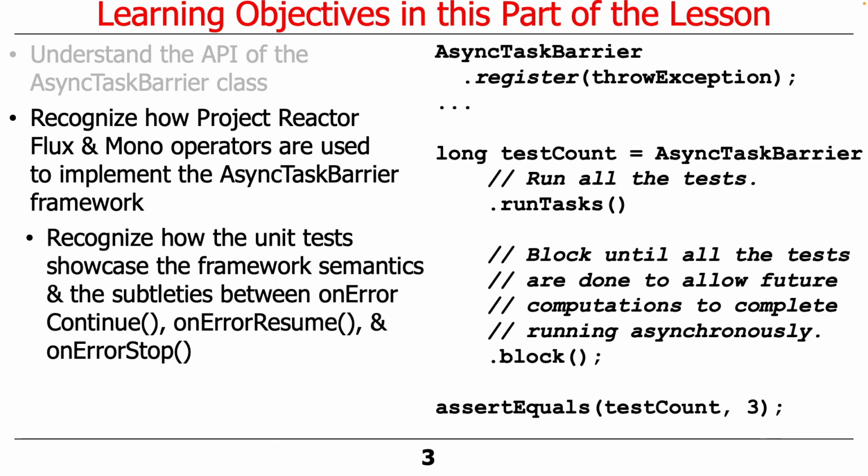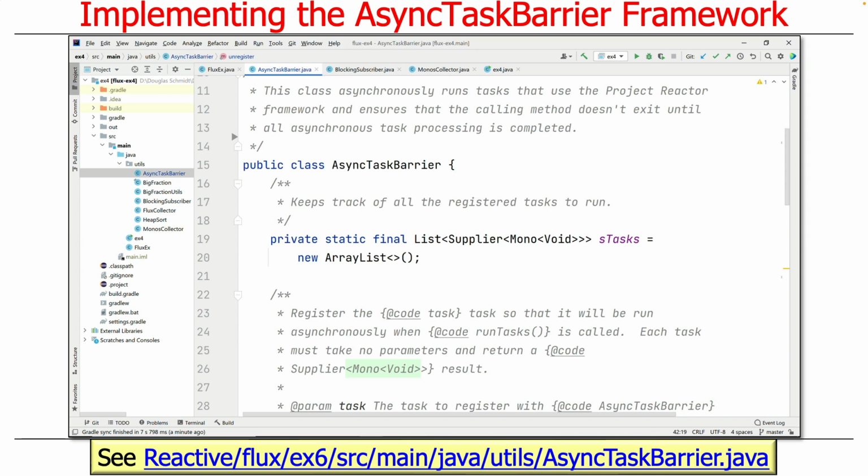And we'll see when we look at the implementation in more detail, when we actually look at the code, that there are some very subtle behaviors between onErrorContinue, onErrorResume, and onErrorStop. We saw that with the unit test that we ran earlier, and now we're going to see it again when we look at the implementation. So we're going to go ahead and take a look at the code in a minute.